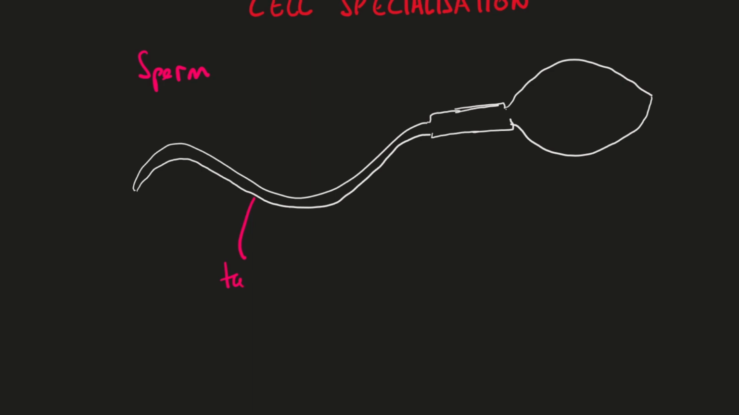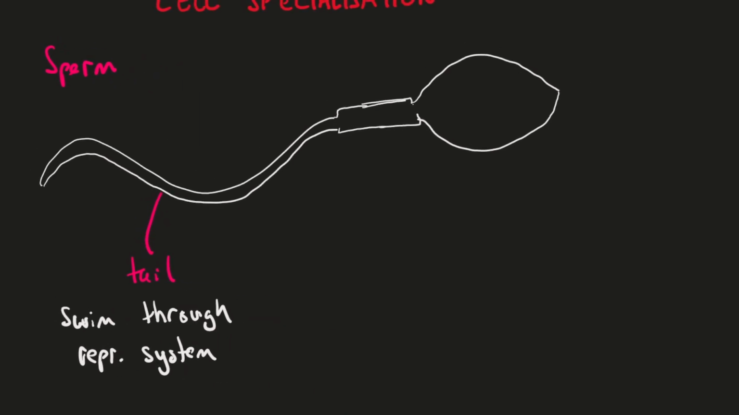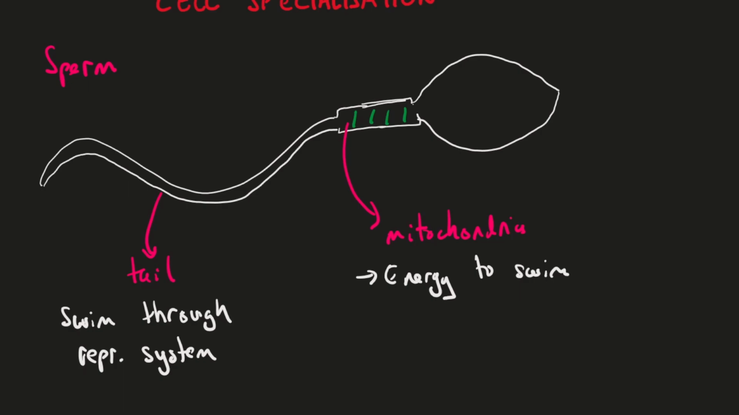So over here we have the tail, and what the tail does is help the sperm cell to actually swim through the reproductive system. The next part of the sperm cell we can identify is this bit over here where we have basically loads of mitochondria. We can label that on. It is mitochondria, and there's quite a large number of mitochondria. The reason why that's important is the sperm cell needs lots of energy. So this provides the sperm cell with enough energy to basically swim through the system. Okay, it allows the sperm cell to move quite fast.